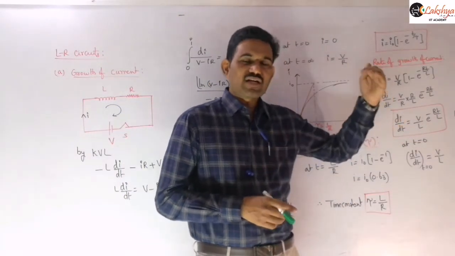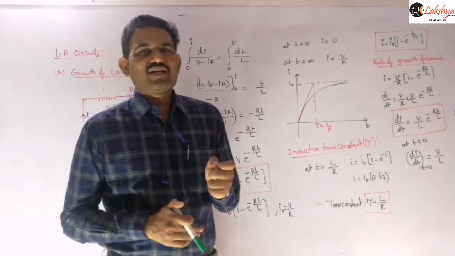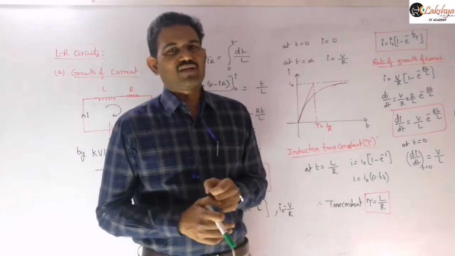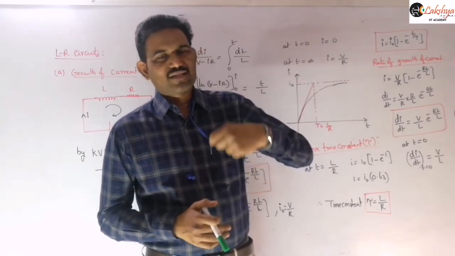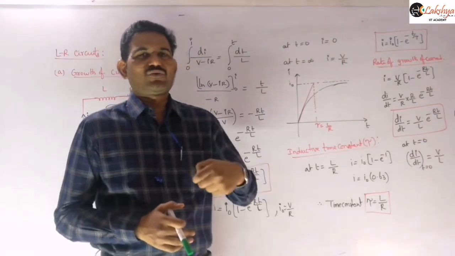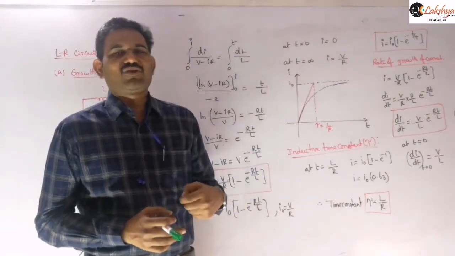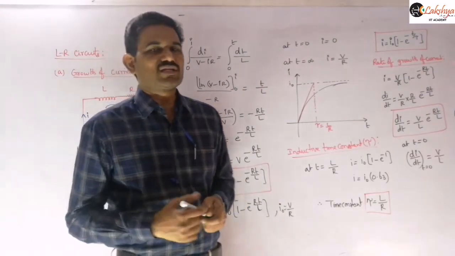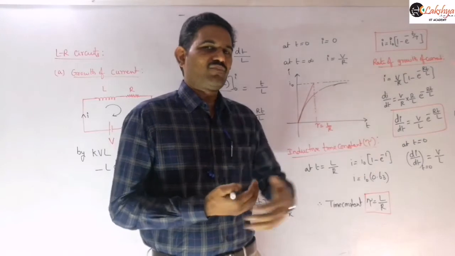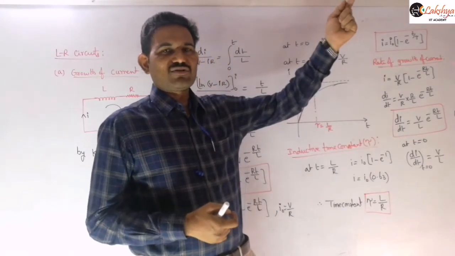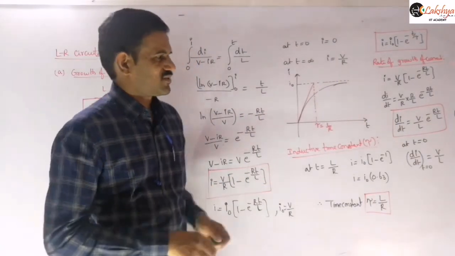So if the current is increasing initially at a rate of, for example, 2 amperes per second, the next instant it will be less than 2 amperes per second, and the next instant further less, for example 1.8, then less than 1.8, like 1.7, then less than 1.7. The rate of growth goes on decreasing like this. Now what we are assuming is that if the rate of growth remains constant and equal to the maximum value, then the current will reach its maximum in one time constant. That is the meaning of this, right?